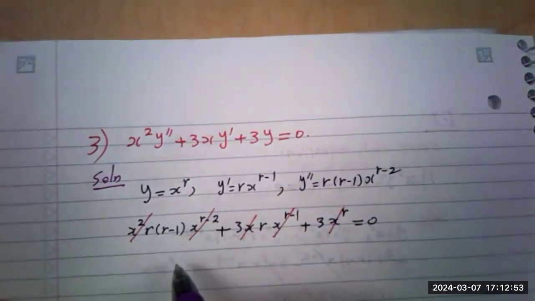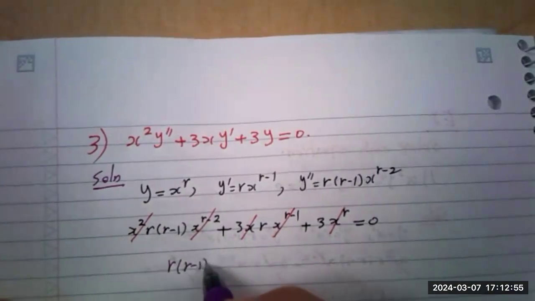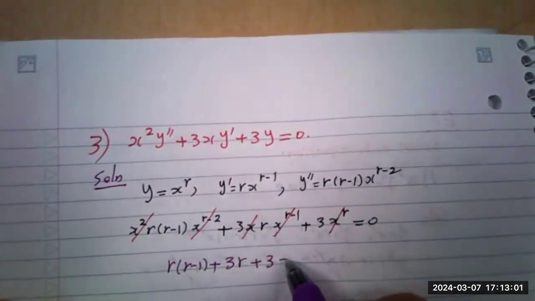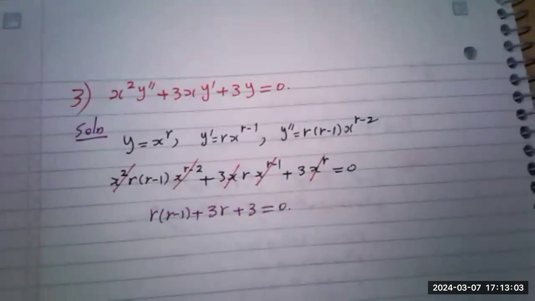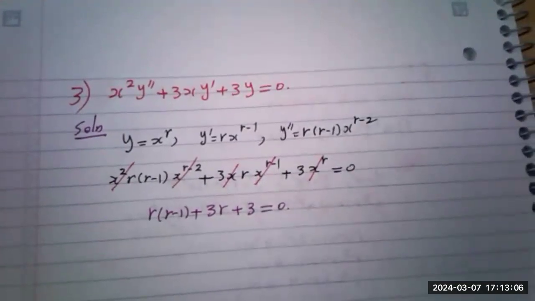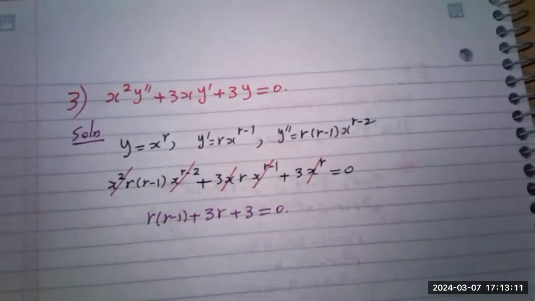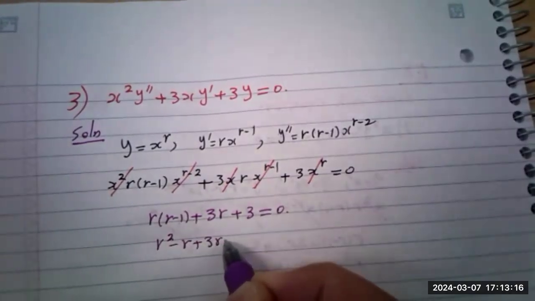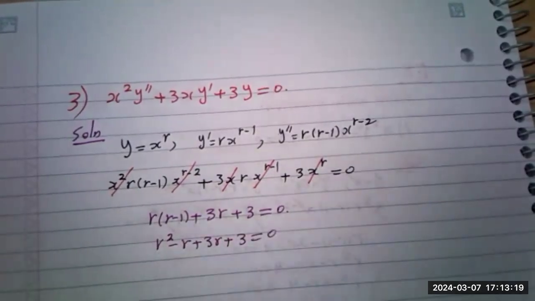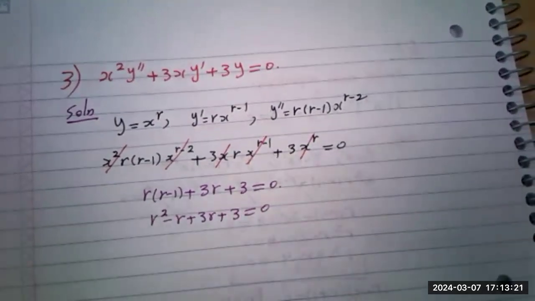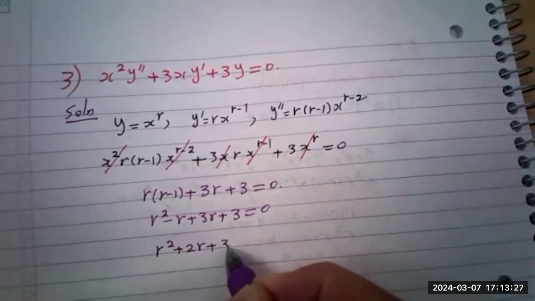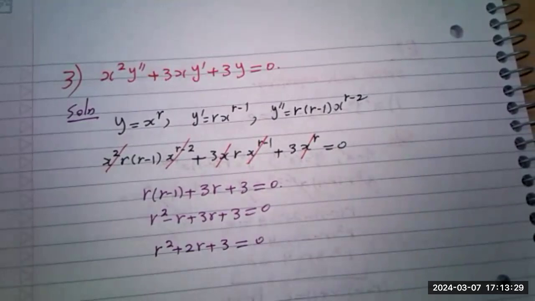The leftover is going to be r times (r minus 1) from the first one, 3r from the second one, and 3 from the last one. Simplify by the like terms to get that quadratic equation. So it's going to be r squared minus r plus 3r plus 3 equal to this. Combining like terms, that gives you r squared plus 2r plus 3 equal to this. That would be your characteristic equation.